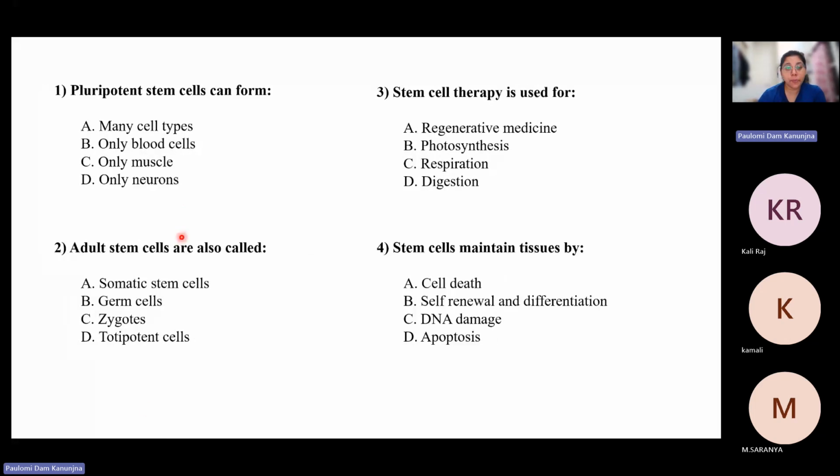So next is pluripotent stem cells. Which of these can be the cells from this kind of stem cell? Adult stem cells are also called what type of stem cells? Stem cell therapy: what do you use it for? We have discussed this already; it's just another term for the application. And how do stem cells maintain the tissue? I told you that they are also responsible for maintenance of the cell. What is the reason?